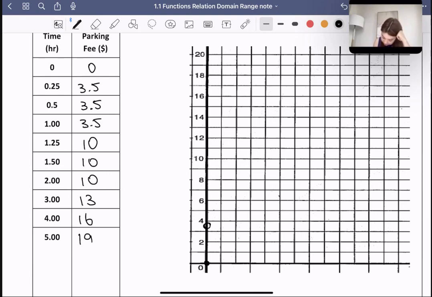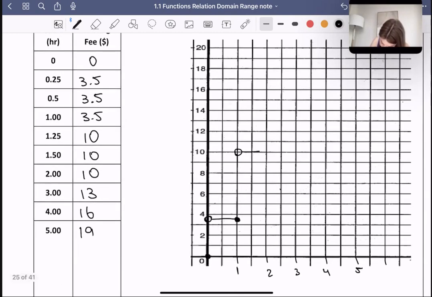Let's say, I want to make this nice and to scale. Let's say this is 1 hour, 2 hours, 3 hours, 4 hours, 5 hours. There we go. Okay, awesome. So for the first up to and including 1 hour, it's $3.50. For up to and including 2 hours, it jumps up here to $10 for parking. So it's $10 for parking if you park for more than 1 hour.